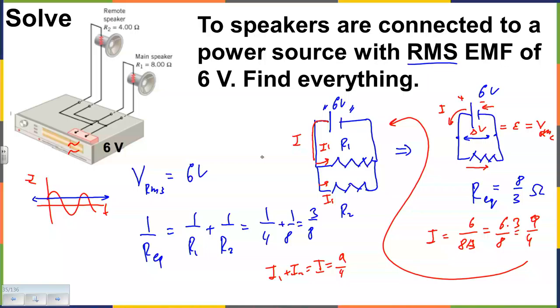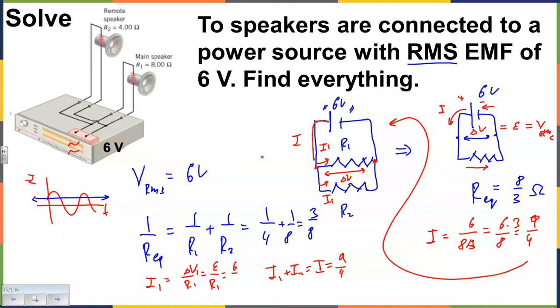Nine over four, 2.125. But now we can go back to the original circuit. What's happening here? Electric current travels and splits. The junction rule says I1 plus I2 is supposed to be equal to I, which is 9 over 4. However, now we don't have to use it. We could have done it in the first place.